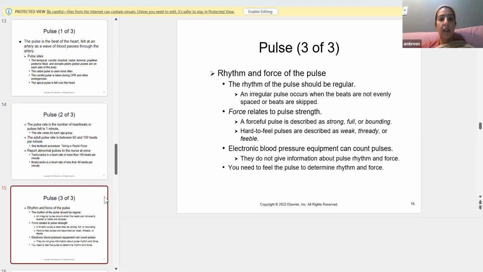Rhythm and force of the pulse. The rhythm of the pulse should be regular. An irregular pulse occurs when the beats are not evenly spaced or beats are skipped. So that means in the 15-second count, if you see the beat is faster and then the beat is slow, those numbers tell us the rhythm of the heart. We do the pulse for 1 whole minute, but we do it in quarters, every 15 seconds. That tells us whether we have the same numbers, it is going even, or is it going irregular.